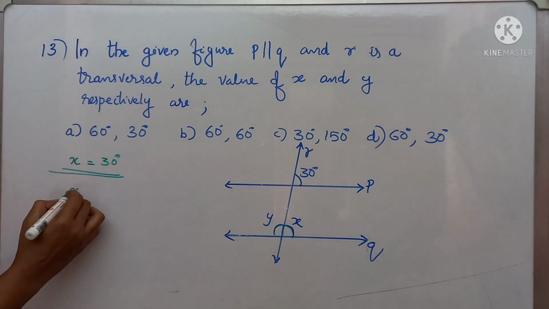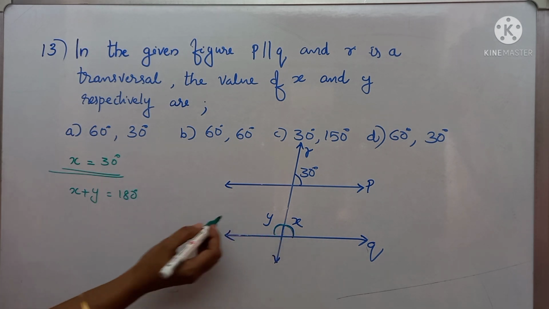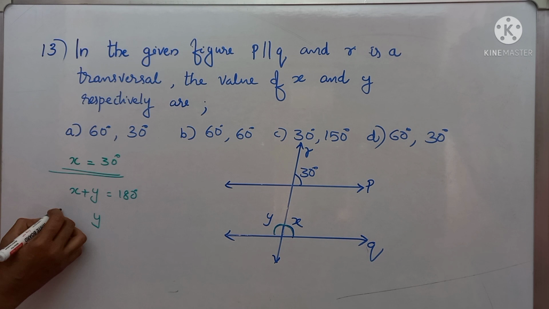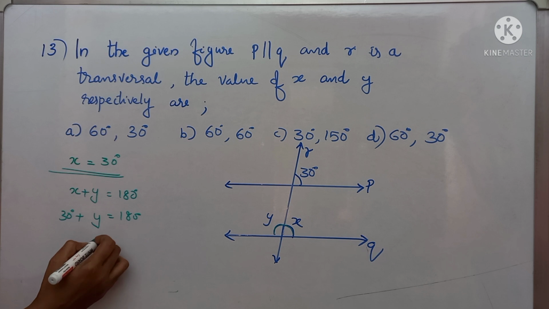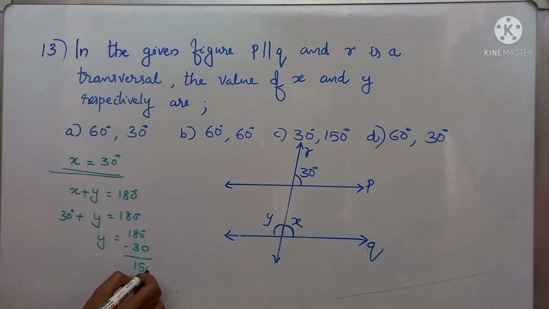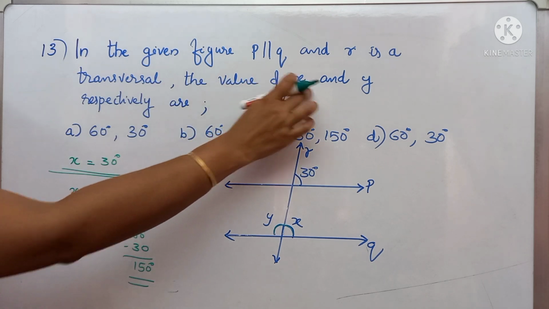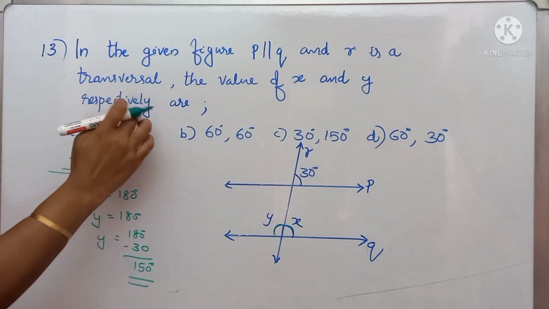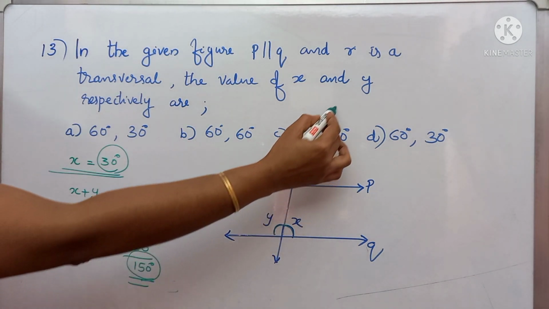We know x plus y is equal to 180 degrees because these are linear pairs. X and y are linear pairs. So x is 30 degrees, 30 degrees plus y is equal to 180 degrees. Then y is equal to 180 degrees minus 30 degrees, which is equal to 150 degrees. So we are getting the value of y is equal to 150 degrees and x equal to 30 degrees. Look at the options, x and y respectively are given. So first value of x is 30 degrees and second 150 degrees. 30 degrees, 150 degrees, option C is the answer.